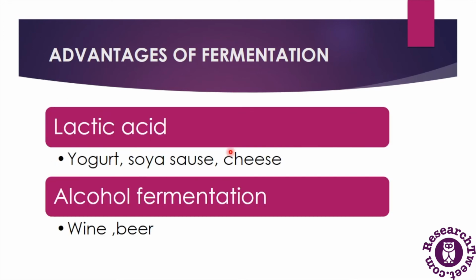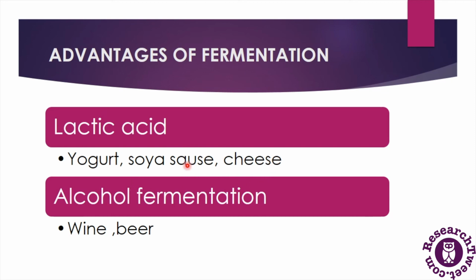So in our previous slides, we have discussed the types of fermentation and the fermentation reactions. Now let's understand the advantages of fermentation. As we have discussed, the main advantage is that it can produce energy in the absence of oxygen. But there are many other advantages of fermentation in the industrial field, like yogurt, soya sauce and cheese. All these products are formed by the process of lactic acid fermentation.